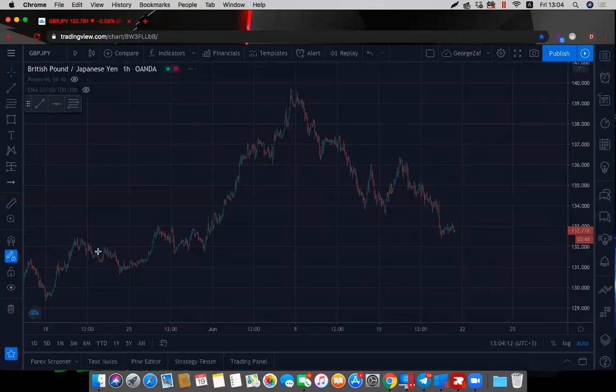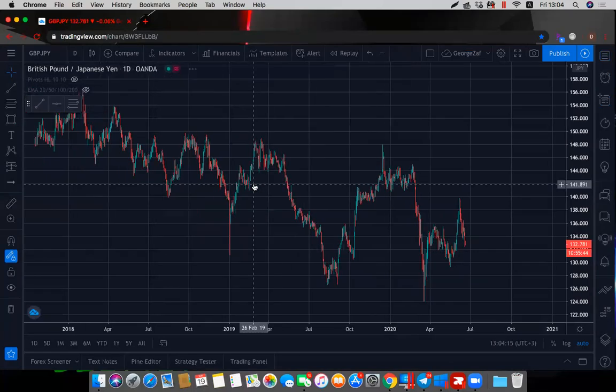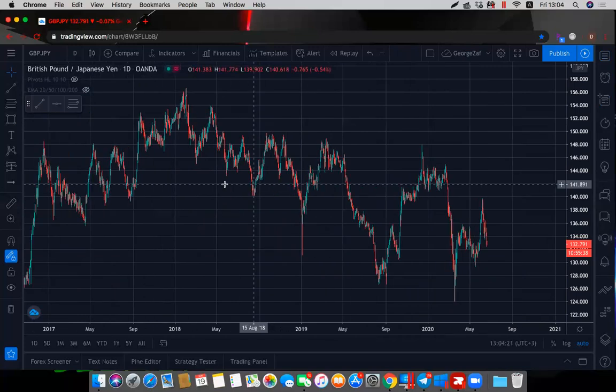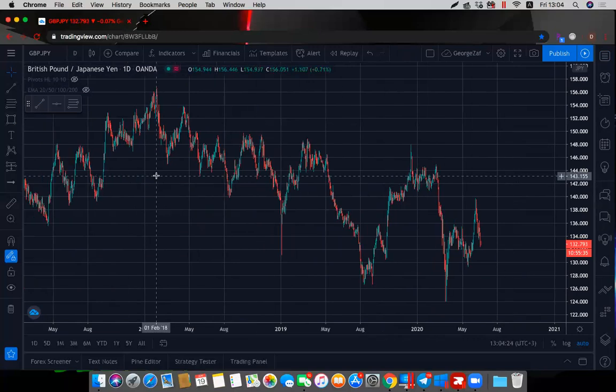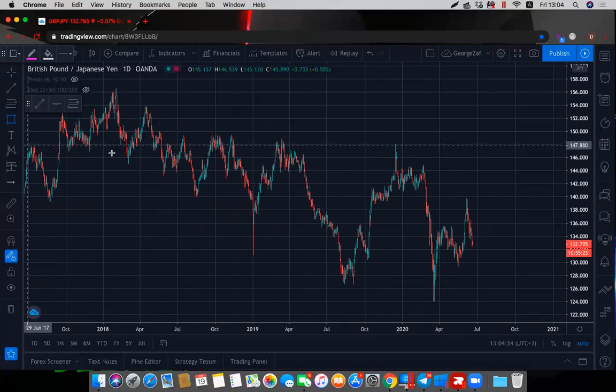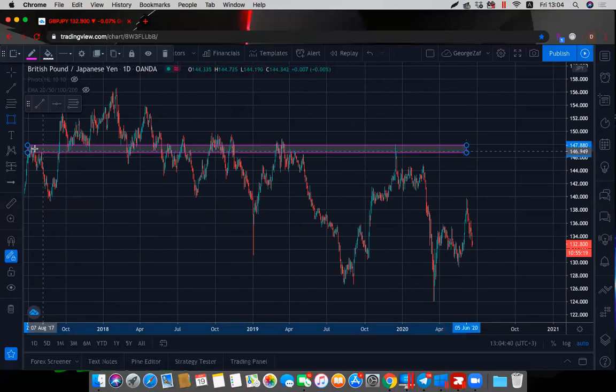1 day. Zoom out. More and more clear support and resistance levels. That's perfect. Now I don't want to zoom out till 2017. It's fine here. So I clearly find a support and resistance level here. Resistance, resistance, turns to support, support, support, support, resistance, resistance, resistance, resistance, resistance, resistance, okay?